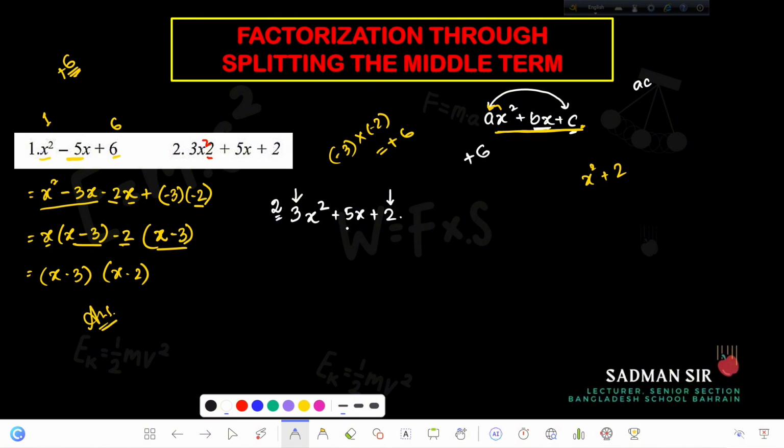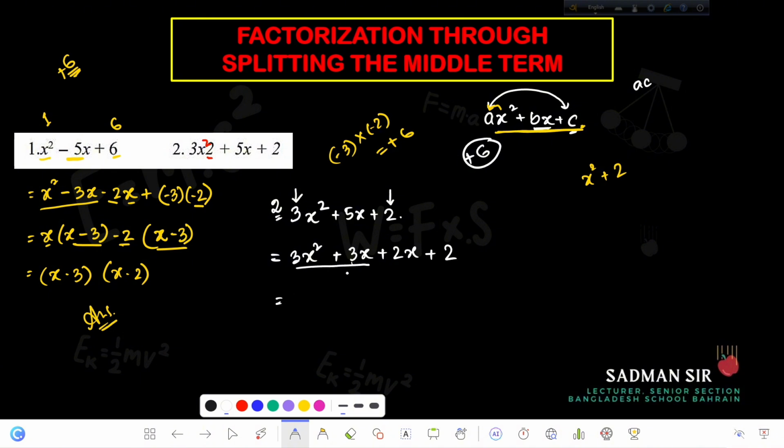So again we need to break the middle term in such a way that whenever we multiply them, it becomes equal to positive 6. So let us try to do that. See, 3x square will be as it is, and then 5x can easily be broken up into 3x plus 2x, because 3 plus 2 gives us 5, and 3 twos, whenever we multiply, we get positive 6, right? Let us continue.